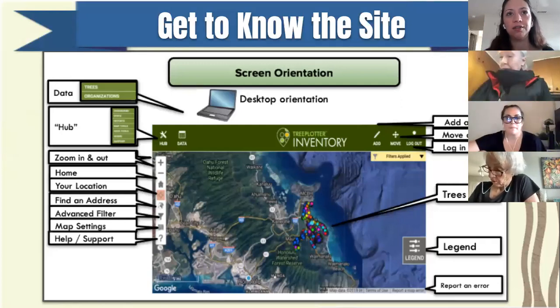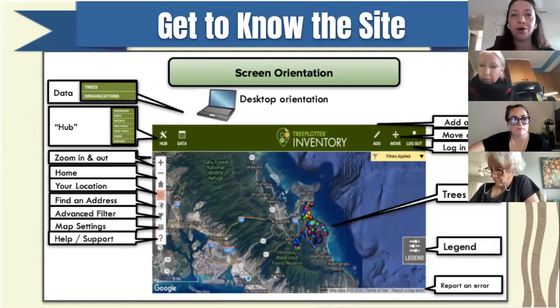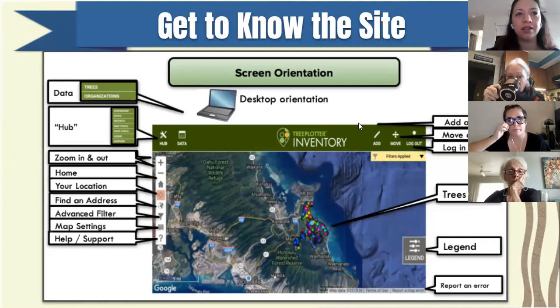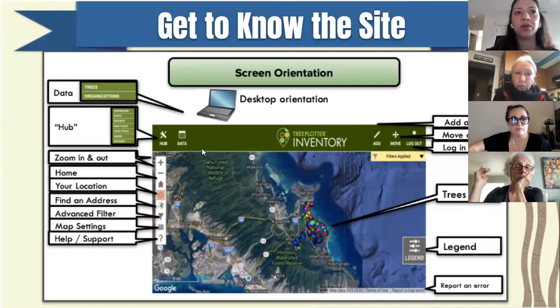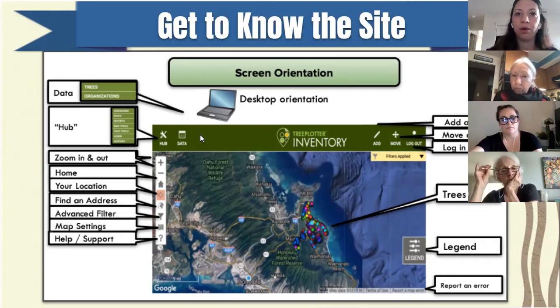This is just a quick screenshot of the desktop orientation of Tree Plotter. It does look a little bit different than when you're out in the field using it on your phone. We don't have to go through all of these features, but some things I wanted to point out. Other than the add and move tree features that we are familiar with using in the field, the data and hub features up on the top left corner are two other features that we can use to get the ecological benefits of either a single tree or an organization of trees, and that data can be exported. If you ever wanted to put all the data in an Excel form, do research, or anything like that, that is a feature Tree Plotter can do, so we can analyze the data that we are gathering.